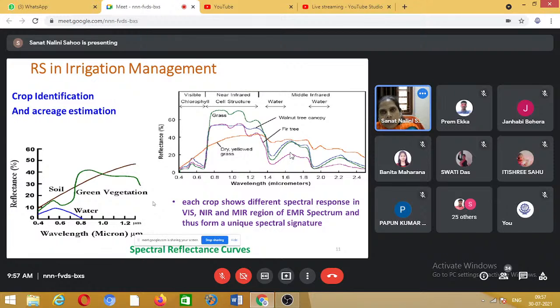both of them have different types of leaf structures, isn't it? And they have different chlorophyll content. So due to these differences, a paddy leaf will reflect differently than a sugarcane leaf. Since this difference in reflectance values will be there, there would be a distinction between crop types.